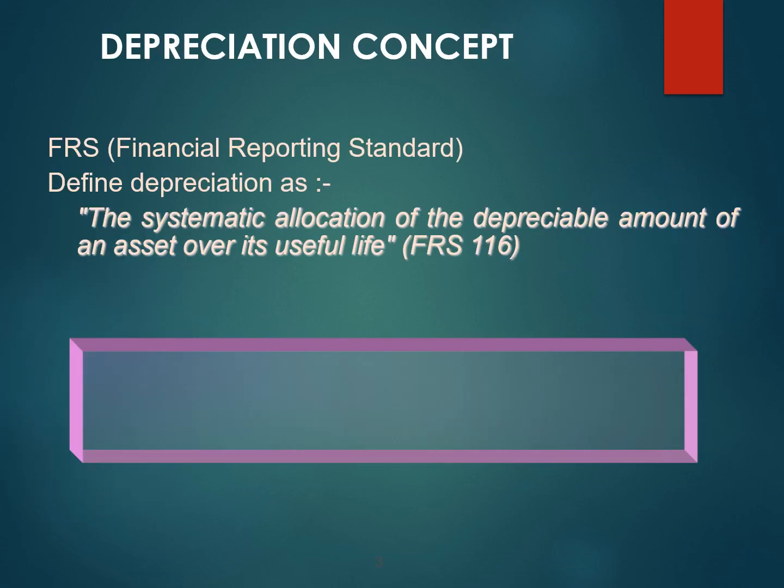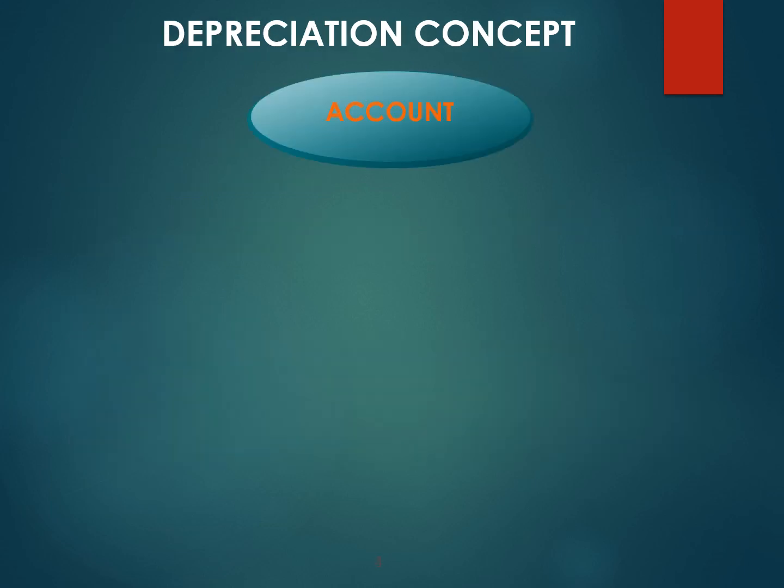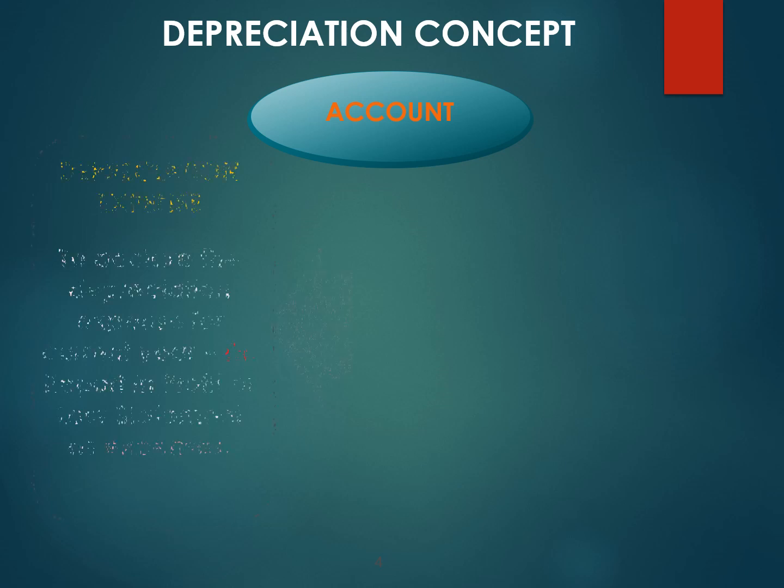Now, let us read the definition for depreciation. According to FRS 116, depreciation is defined as the systematic allocation of the depreciable amount of an asset over its useful life. So, we will generalize it or record it as debit depreciation expense and credit accumulated depreciation. From the previous slide, there are two accounts involved in recording the depreciation. Let us go through what is the concept behind it.